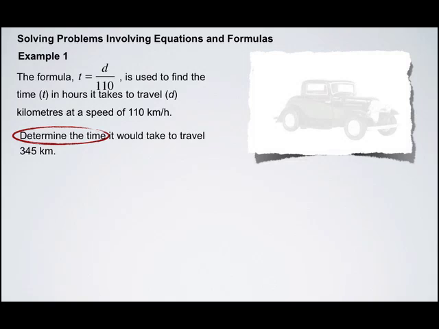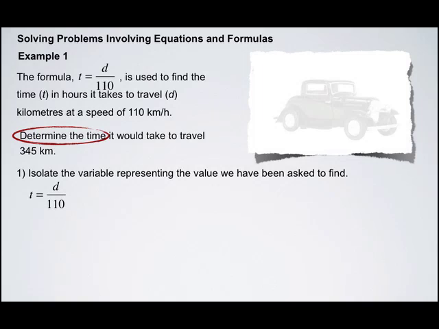We're asked here to determine the time. Our solution is we're going to isolate the variable representing the value we've been asked to find. We've been asked to find t. In our case, t is already isolated.